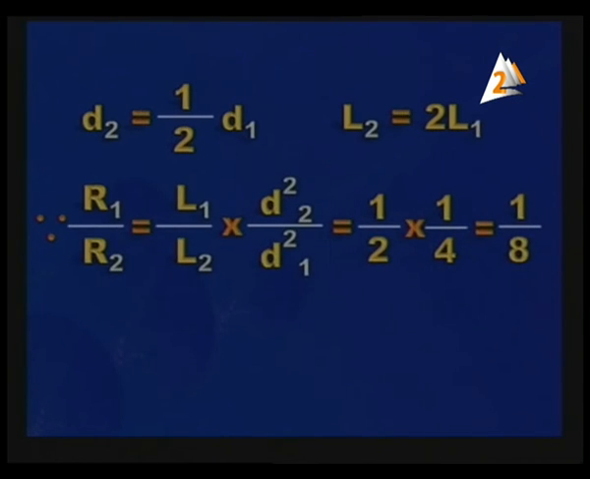Since R1 over R2 is equal to L1 over L2, we've got direct proportionality between resistance and length, times D2 squared over D1 squared, so it is half times 1 over 4, it will be 1 over 8. This is the ratio between R1 over R2. And what about the ratio between R2 to R1? Of course, it is 8 to 1.